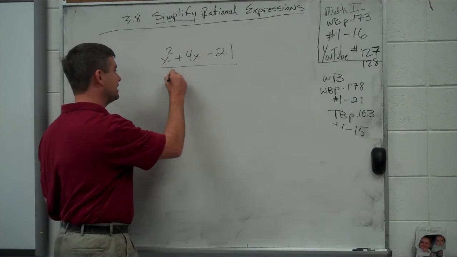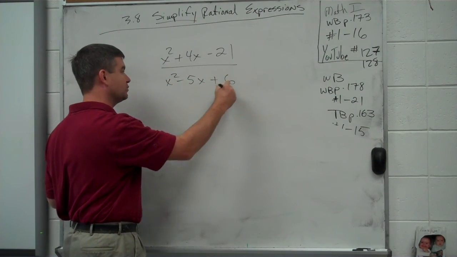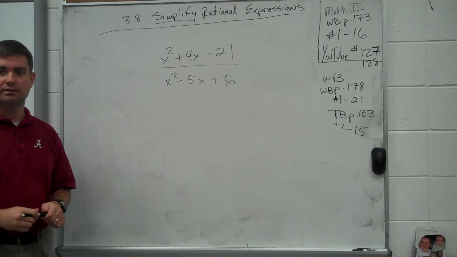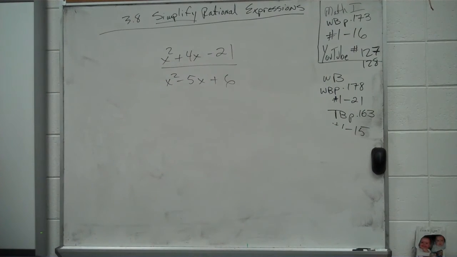On the bottom, I got x squared minus 5x plus 6. What is that? It's a trinomial as well. Okay? Alright. Find the excluded value and simplify. Do both. This is as much as I'm going to give you.